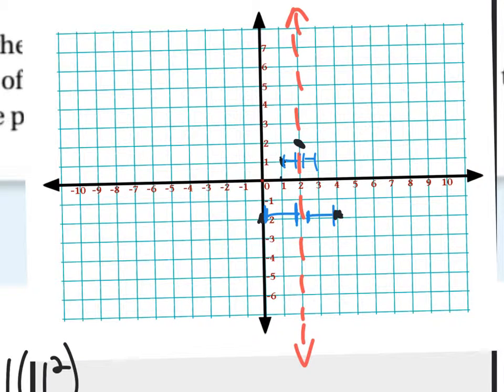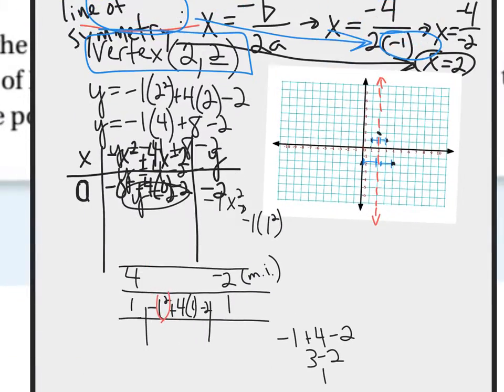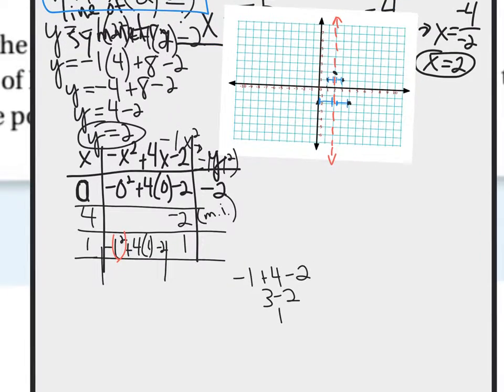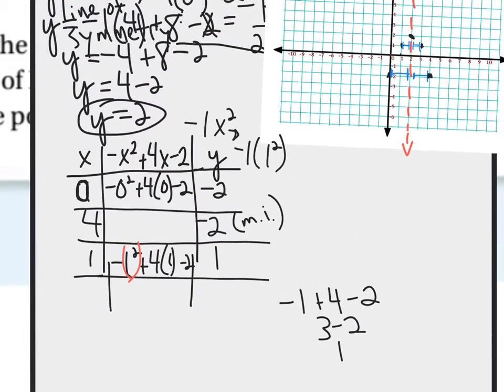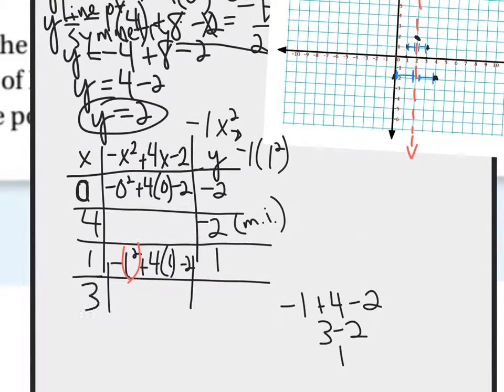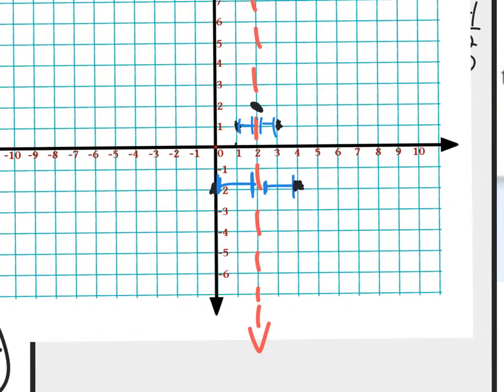And then again, we can look at 1, 1, we're 1 unit away. Let's go 1 unit away on the other side, and that'll get us to this point, 3, 1. So 3, 1, got kind of a messed up table here, but something like that. 3, 1 would be another mirror image point for us. So at that point with the vertex and those points, now we have a total of 5 points. We should have a good idea of what our parabola is going to look like, so we can go ahead and draw that.